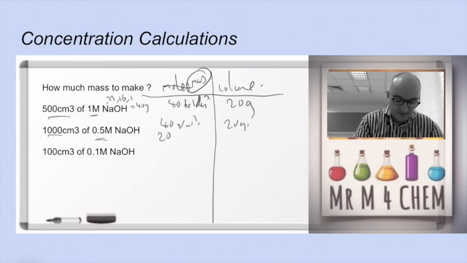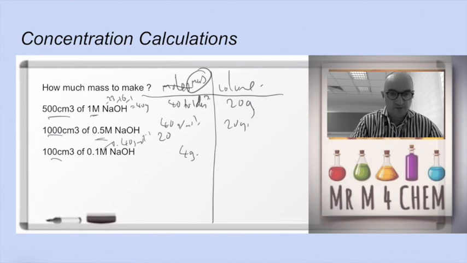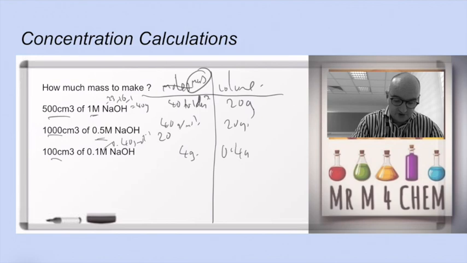And then finally, it's still 40 grams per mole, because it's sodium hydroxide. 0.1 of 40 is going to be 4 g. But we only need it in 100 cm cubed, which is 1/10 of 1,000. So it's 0.4 g to make that solution.